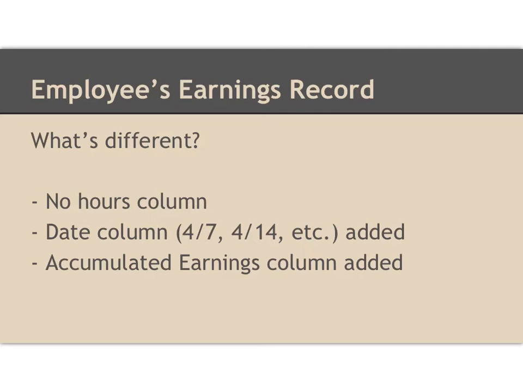We've also included a date column to indicate that there was a particular entry for the week ending April the 7th, and then the next line covered April the 14th, and then the 21st, and then the 28th, all the way through the month of May and the month of June. And at the bottom were quarterly totals. And as I mentioned, we also have this accumulated earnings column that we need to talk about.